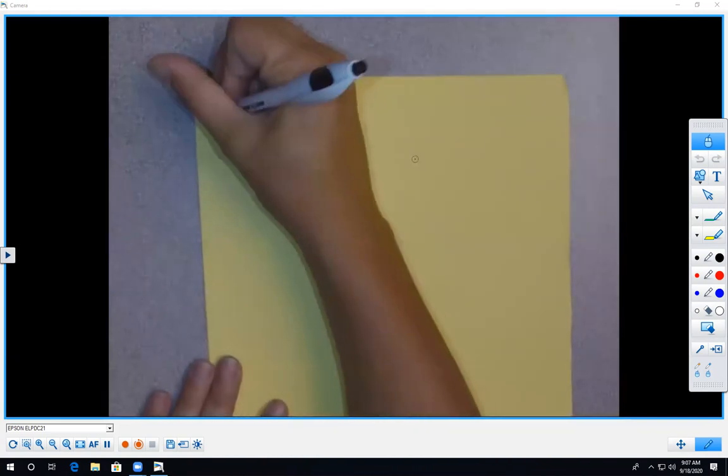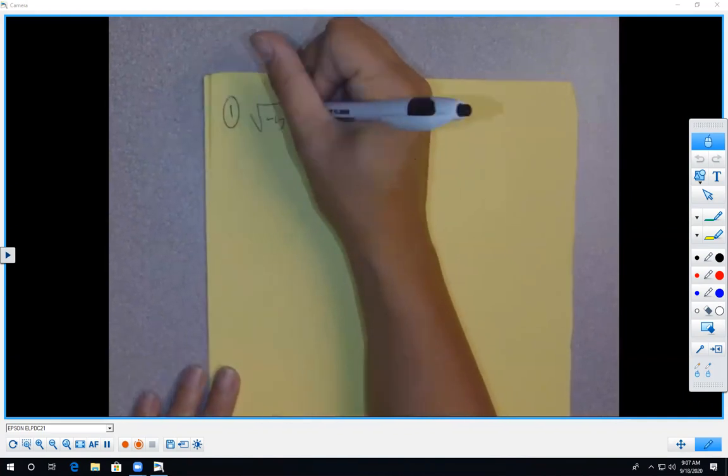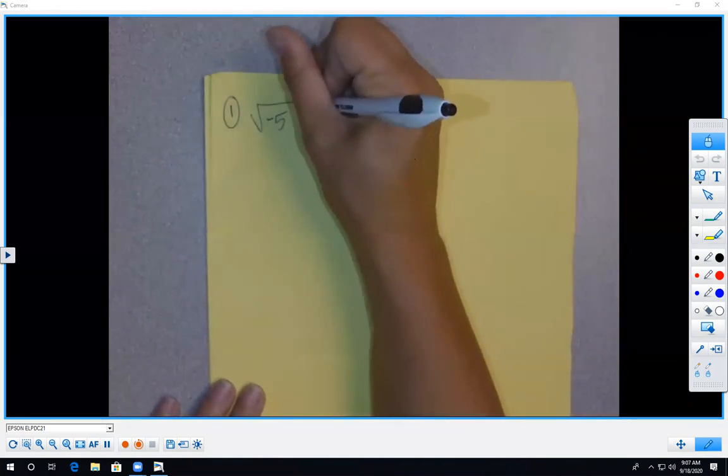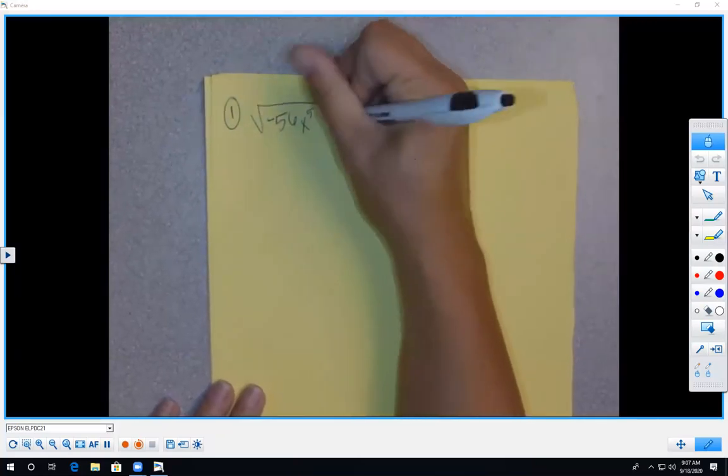Okay, so last time we worked on simplifying radicals, we worked on simplifying square roots and cube roots, and even if they have negatives in them. So let's review that for a few minutes, and then we will get into the new material. Okay, so let's simplify the problem. The square root of negative 56 x to the 5th, y to the 9th.